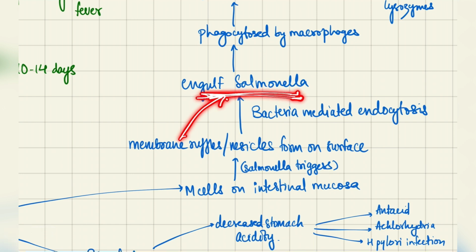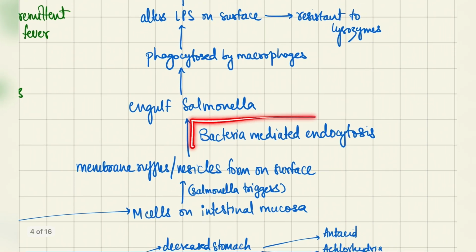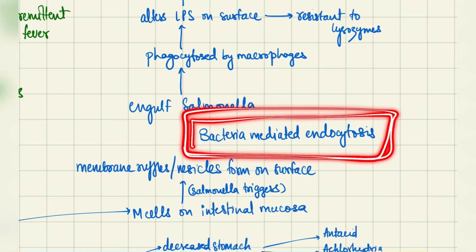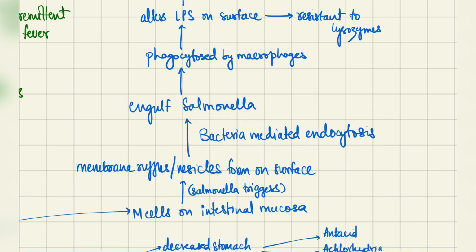Engulfing the salmonella, as you can see, this process occurred because the salmonella triggered it. So it's eventually known as bacteria mediated endocytosis. Mentioning this word in the pathogenesis will just fetch you marks. Okay. So this is bacteria mediated endocytosis because of the salmonella itself.